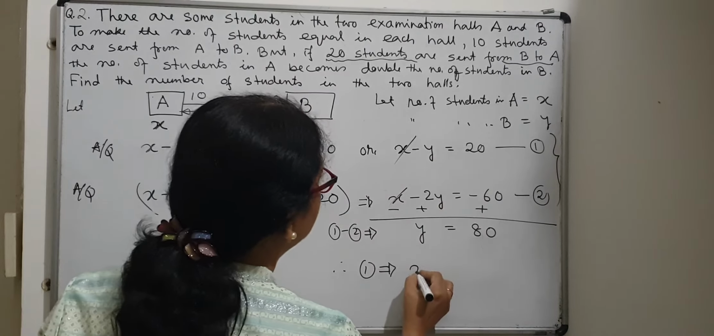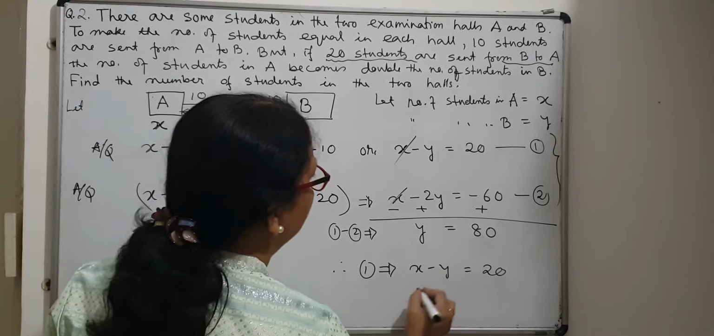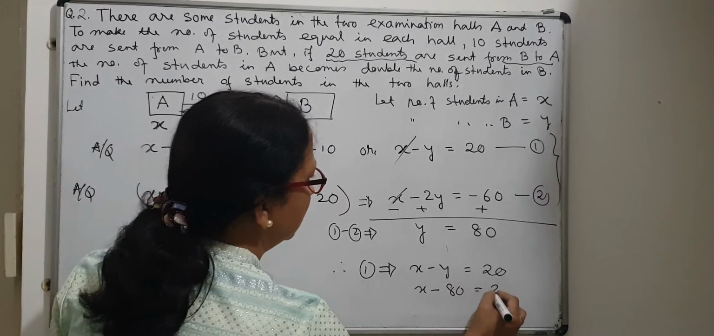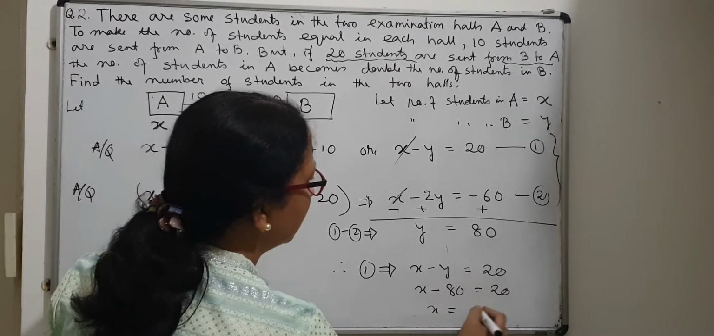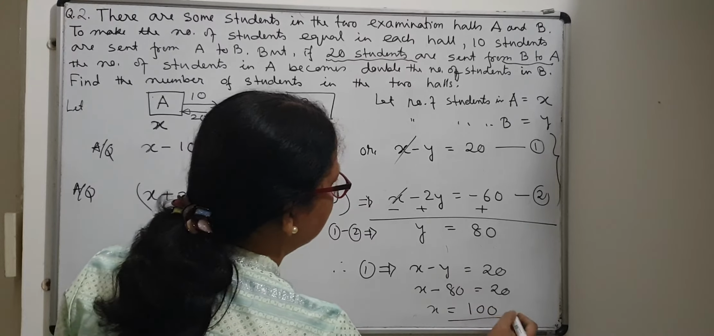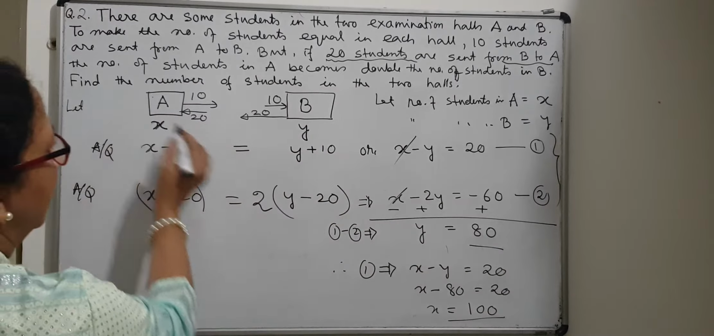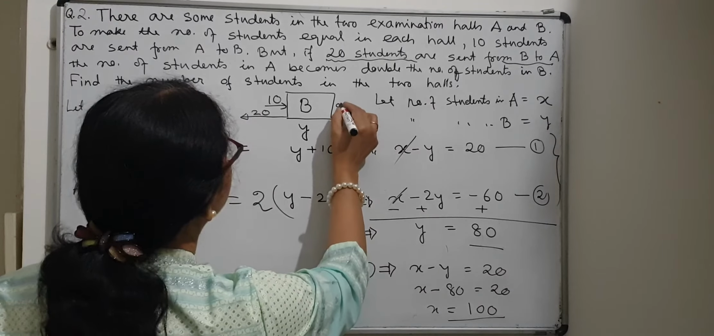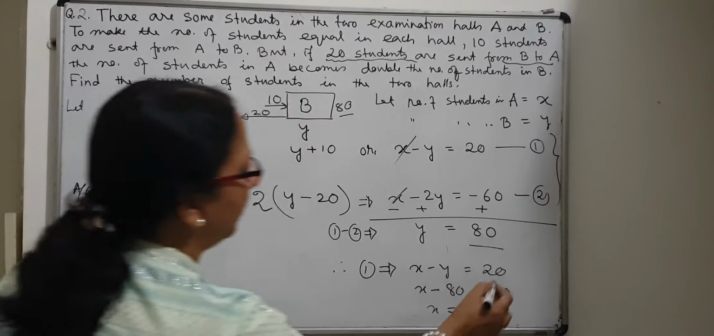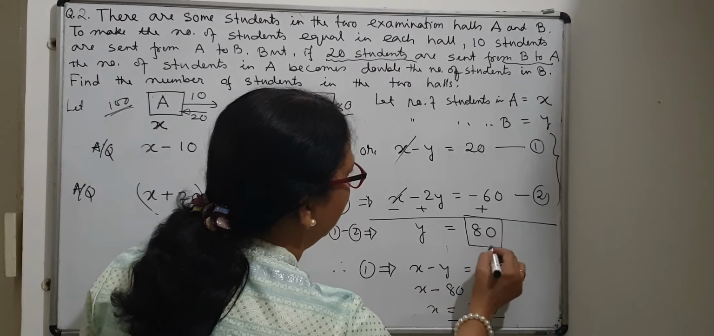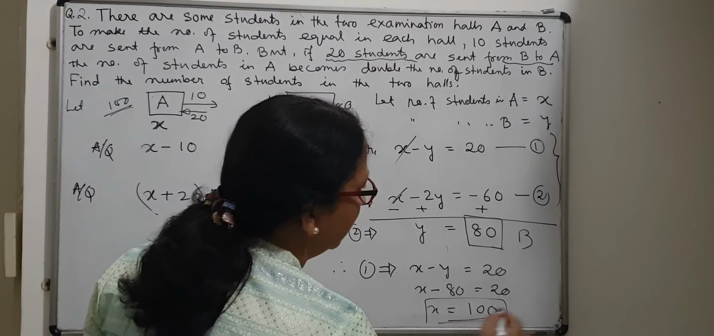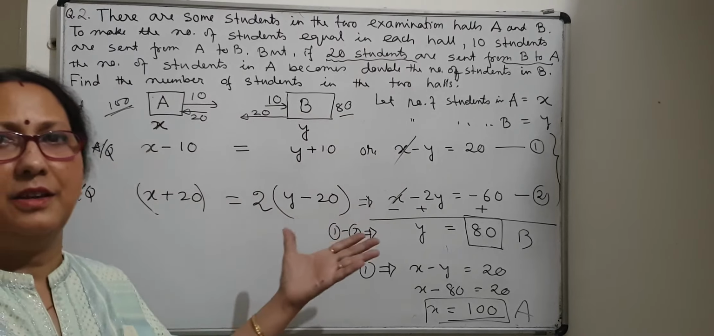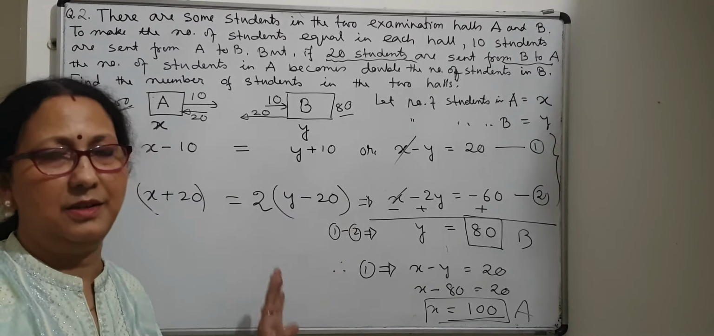Equation 1 is x minus y is 20, so x minus 80 is 20, or x is equal to 80 going to that side, it becomes 100. So that's the answer. The number of students in hall A is 100, and in hall B is 80 students. So in this way solve this kind of question. If you visualize the thing, you can write the correct equations very easily. Okay.